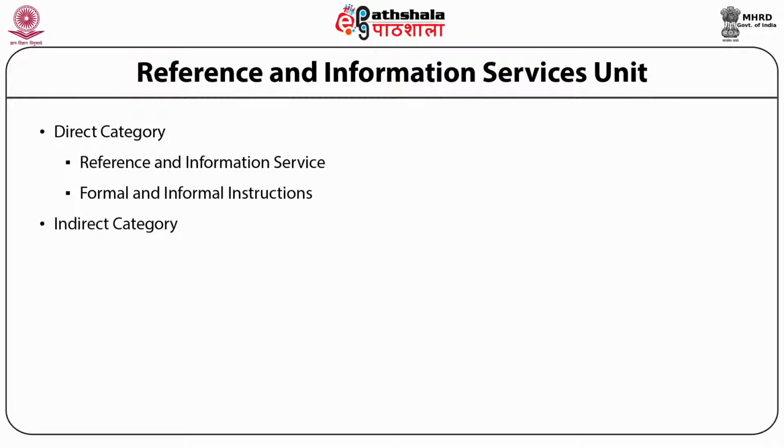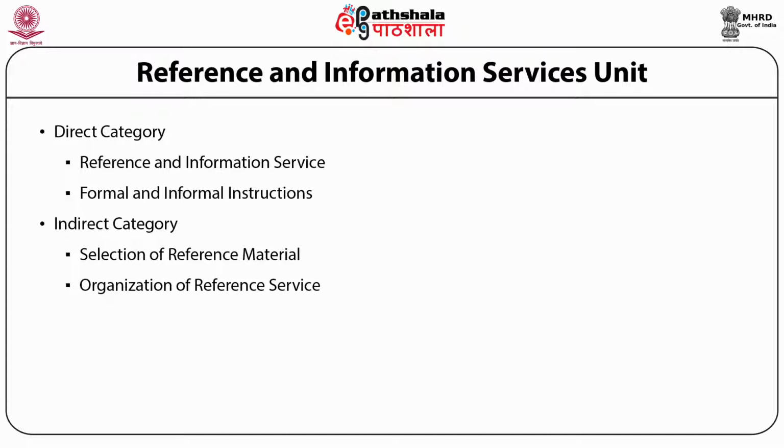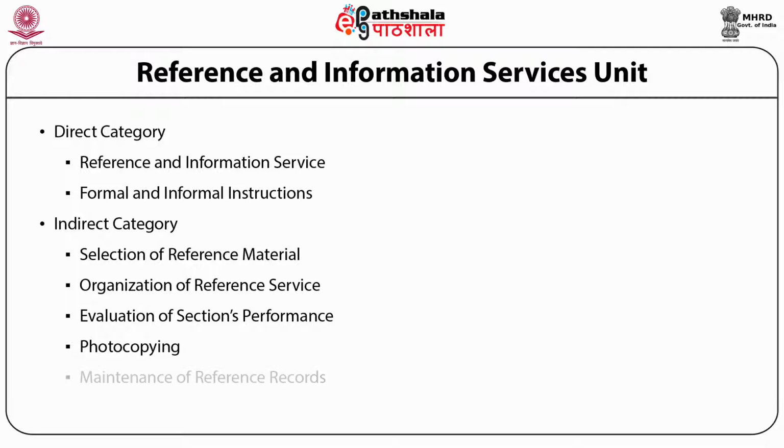Indirect type of work includes back-end operations like building and maintenance of the reference collection and other activities related to the section, which includes selection and maintenance of reference material, organization and administration of reference service, evaluation of the section's performance, and handling of other miscellaneous tasks such as photocopying, maintaining reference records, and preparing publicity materials and reports.